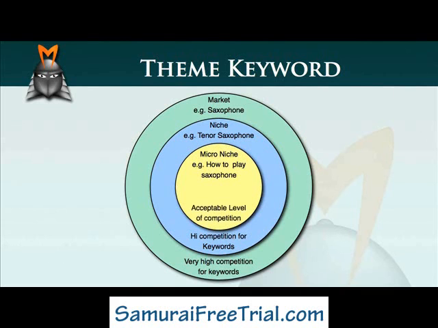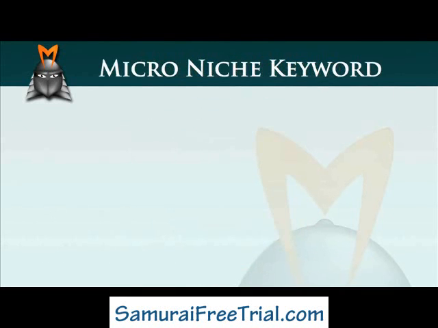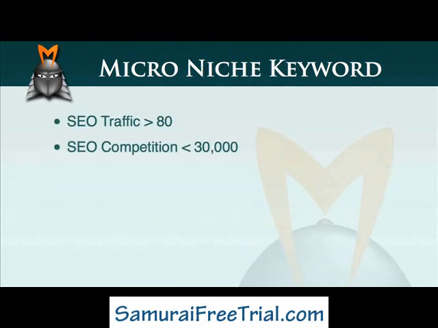So our aim in this video is to find a micro niche keyword, and in a previous video you will have seen that a micro niche keyword has the following characteristics. It has an SEO traffic value of over 80, which means the #1 site in Google receives at least 80 visitors a day. It has an SEO competition value of less than 30,000, which means there are less than 30,000 competing websites. And it has a phrase to broad match ratio of at least 15% to ensure that it's the type of term that people are actually searching for in the search engines.